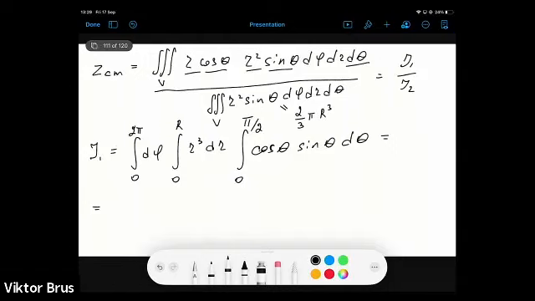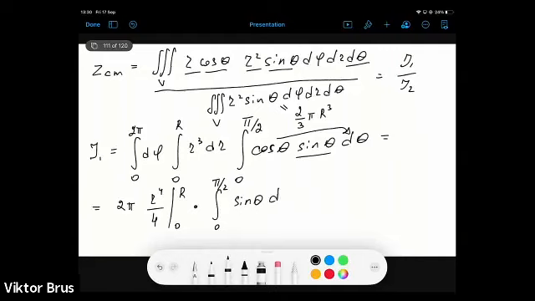It will be, here we can write 2 pi. For the second integral, let's write r to the power of 4 divided by 4 from 0 to r. And for the third integral, you should know or check in the table of derivatives that the derivative of sine theta gives us cosine theta. So we can put this cosine under the sine differential, and that will be the integral of sine theta times d sine theta. So let us write it here so you know what we are doing. Sine theta times d sine theta.